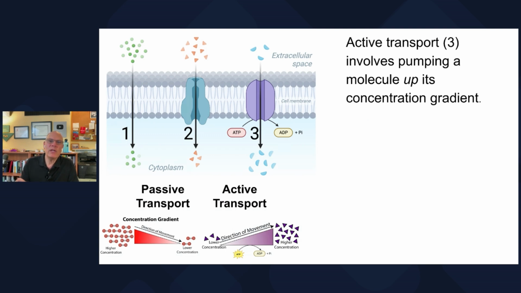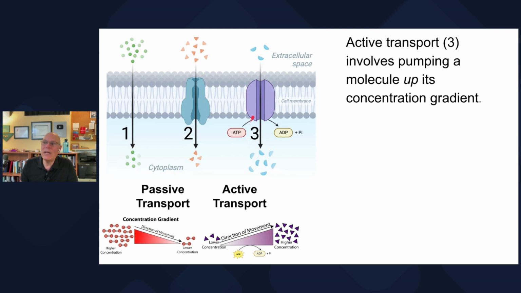Those were both forms of diffusion, but sometimes cells need to move things from lower concentration to higher concentration. And to do that, they carry out a form of transport that's called active transport. And that involves pumping a molecule up its concentration gradient. So here we have a molecule that's in low concentration. In the cell, it's in higher concentration, but the cell still needs it. It can't rely on diffusion. So what will it do?